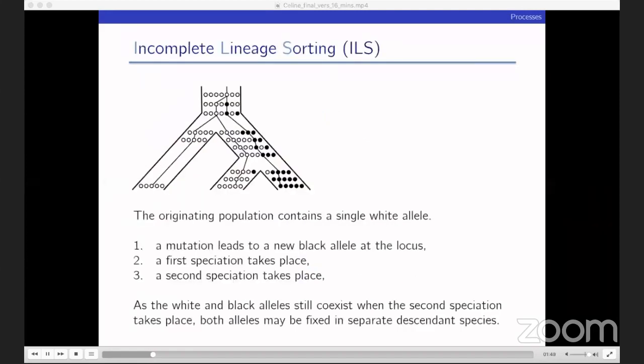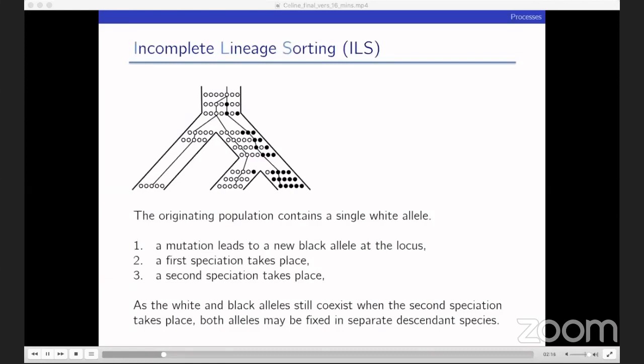Another process that is considered in this work is incomplete lineage sorting, or ILS. ILS is due to polymorphism, that is, having different alleles in the same population, that is maintained through successive speciations. In our example, we start with a population containing a single white allele, then a mutation creates a black allele, so we have polymorphism in the population. Then a first speciation takes place, rapidly followed by a second one.